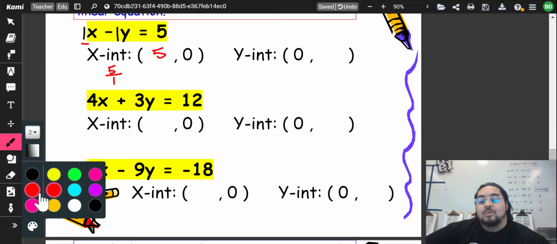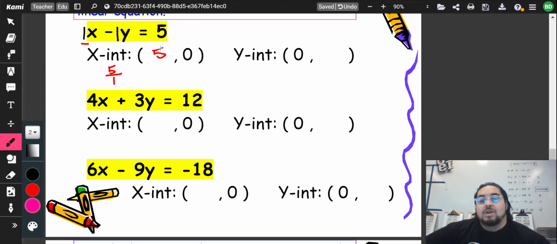5 divided by 1 is going to give us 5 for the x-intercept. Now for the y-intercept, we have to be really careful because we're dividing 5 by not 1, but negative 1. Don't drop that negative sign. So 5 divided by -1 is going to give us a y-intercept of -5.